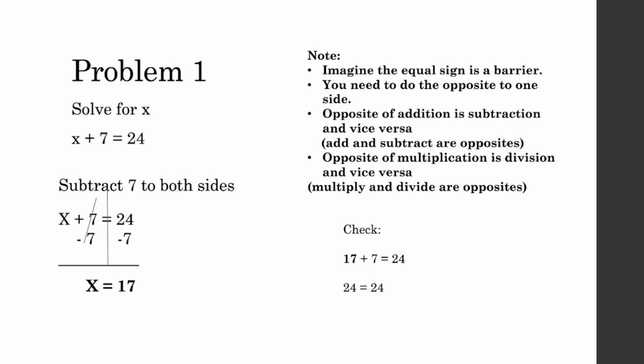Now, let's just say you want to check and see if it works. What you can do is just plug in 17 for x. In other words, substitute. You can substitute x with 17. So when you plug in 17 instead of x, you'll have 17 plus 7 equals 24. So therefore, 24 equals 24. That deserves a check. That's a good way to make sure that you got the right solution for x. Let's go and do something else with problem number 2.